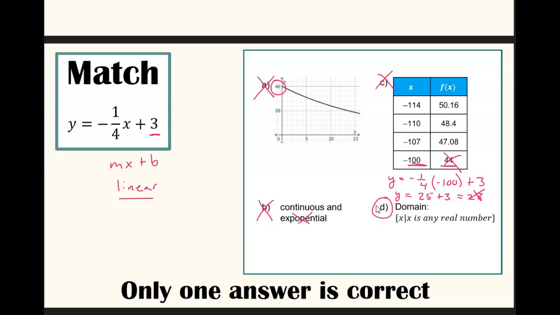The domain is x is any real number. Is that true for a line? Can we plug any real number in here? Well, yeah, so like if we plugged in 0, that would work. If we plugged in 1, that would work. If we plugged in 100, we could resolve this. What if we plugged in a half? Sure, we can multiply fractions. That's not a problem. We could put in 0.00001. All of those would work. So D is our answer here. X is any real number.